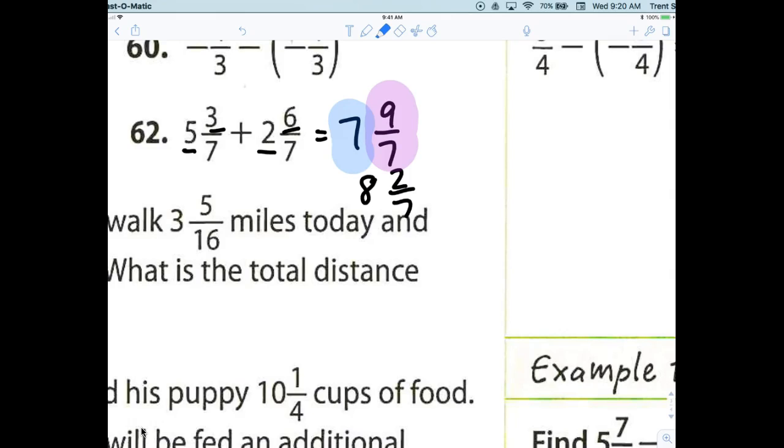So you could have written it as 7 times 7 is 49. 49 plus 9 is, you could have said 58 over 7. But it's just easier, in my opinion, just to make it 8 and 2 sevenths, right? You okay with that or not? Yeah.